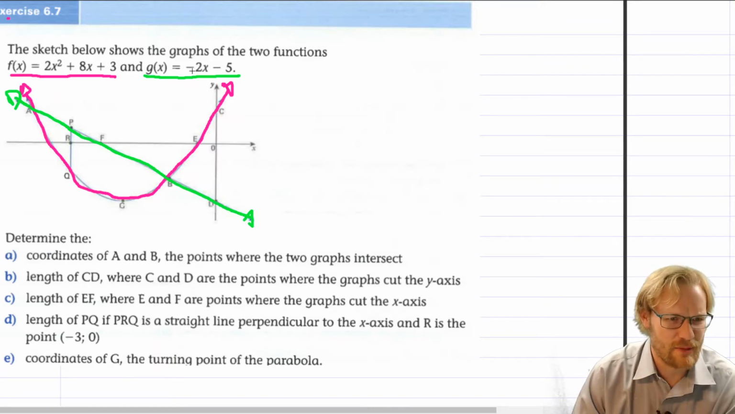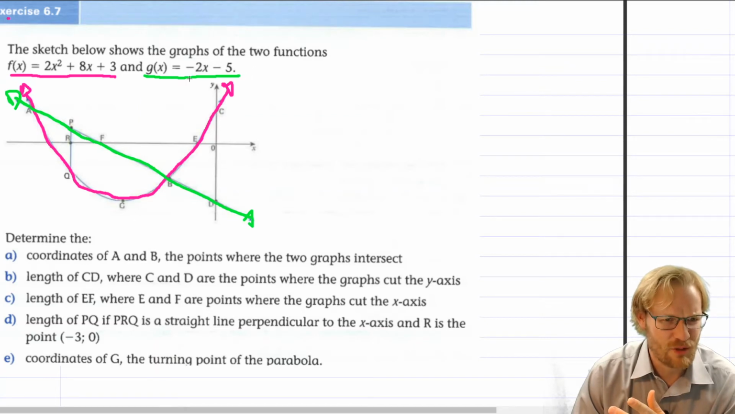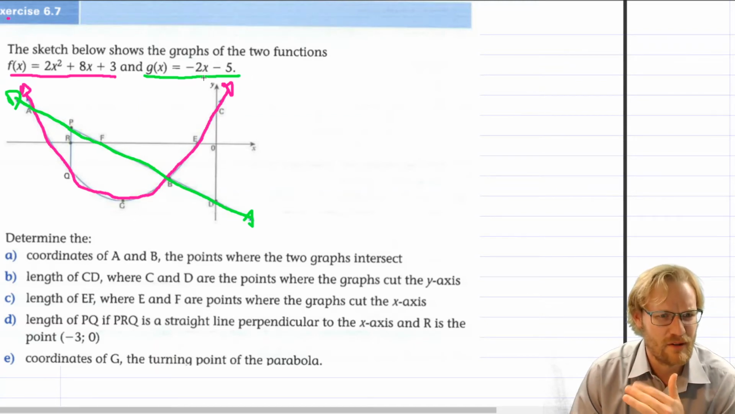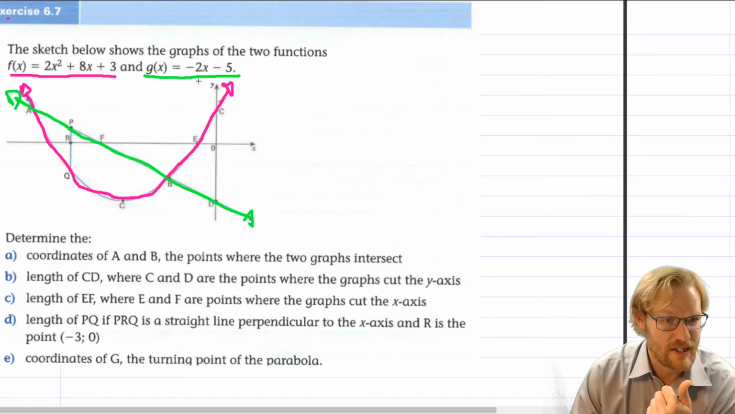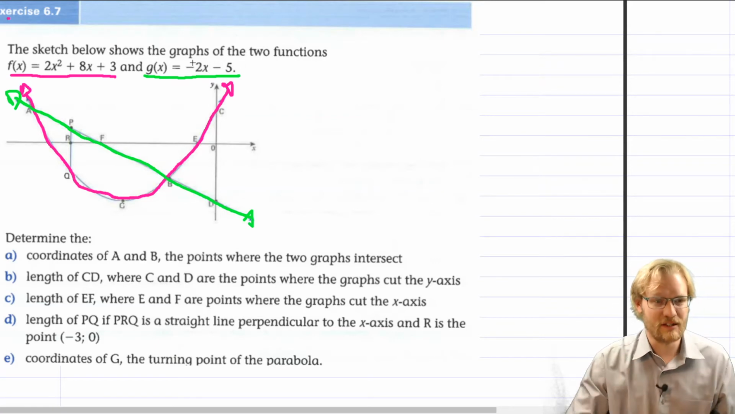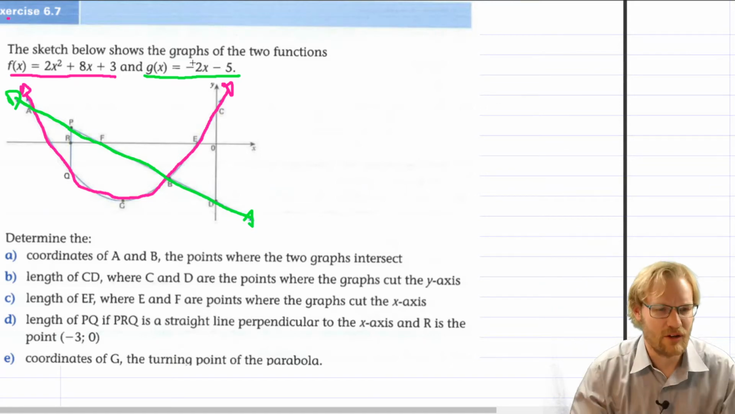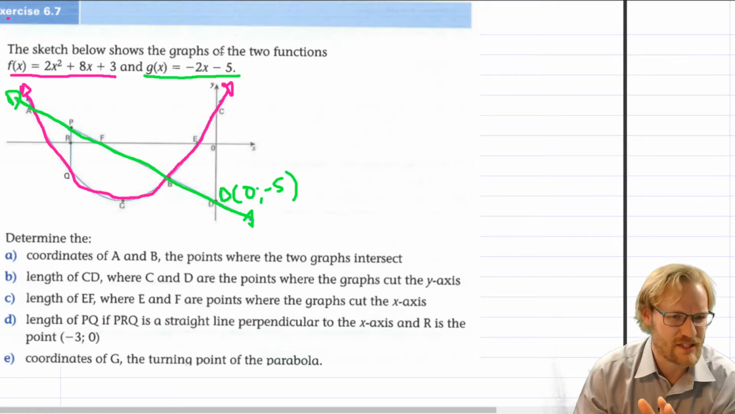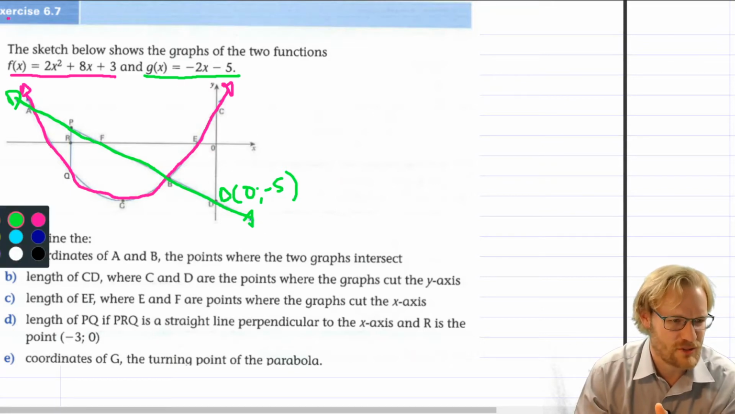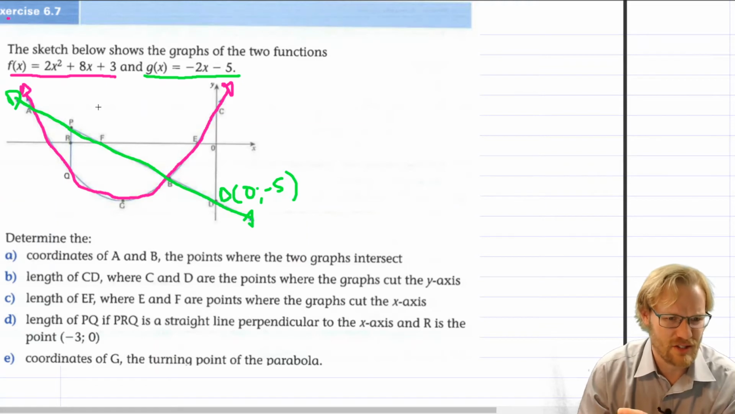Start with the straight line, minus 2x minus 5. What do we know about this straight line? We know the gradient and y-intercept. Gradient negative 2 means that it's definitely going down. And we know that the y-intercept is given as minus 5. Oh, here we go. This point D is the y-intercept, so I'm just going to fill it in straight away. We may or may not need it, but it's so easy. We've already found that, so let's just use it. And the gradient, we know, is negative 2, maybe it won't come up.